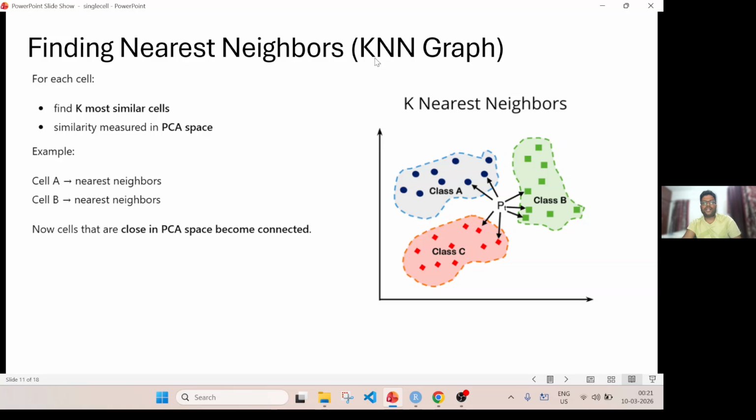First, it builds the k nearest neighbor graph. For every cell, you need to find, let's say, the k most similar cells: you draw a boundary in the nearest neighbor space and find, let's say, the top 10 similar cells. For example, you calculate the neighbors of cell A and the neighbors of cell B, and that way you create a graph, where each node is one cell and a connection means they are neighbors. So cells that are close in PCA space become connected in this KNN graph. But this is still not enough.